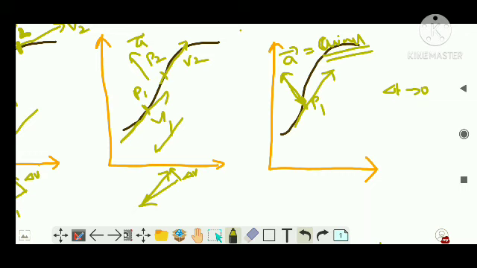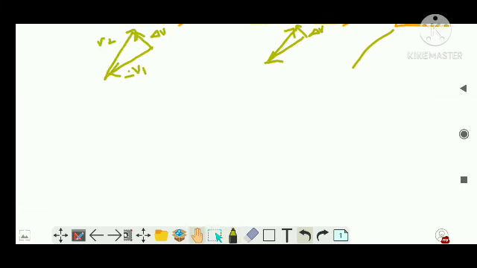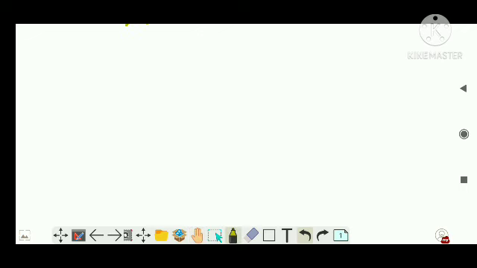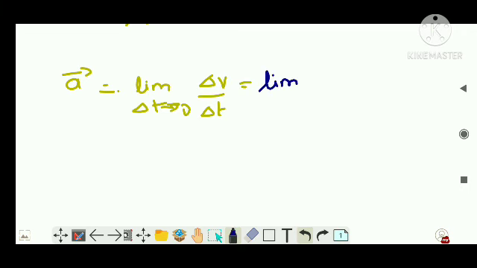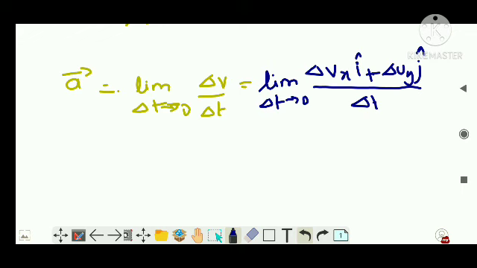Clear? Now if someone asks you to depict it in formula form, the acceleration is equal to limit delta t tends to 0 of delta v by delta t. Sorry guys, I could have changed the color, it looks very light. So as delta t tends to 0, it is (delta vx i cap plus delta vy j cap) whole divided by delta t.